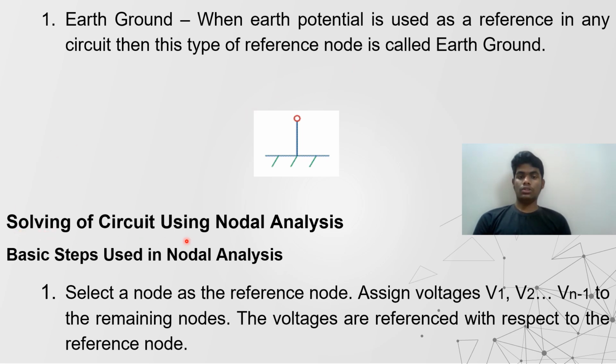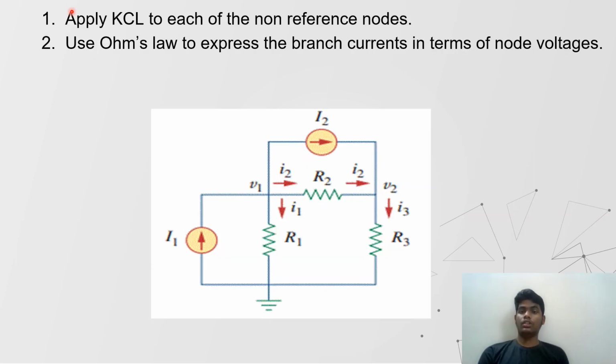Solving a circuit using nodal analysis. Basic steps used in nodal analysis. Step 1: select a node as the reference node. Step 2: assign voltages V1, V2, and so on up to Vn minus 1 to the remaining nodes. The voltages are referred with respect to the reference node. Step 3: apply KCL to each of the non-reference nodes. Step 4: use Ohm's law to express the branch currents in terms of node voltages.